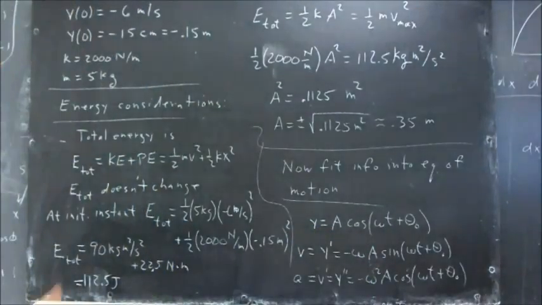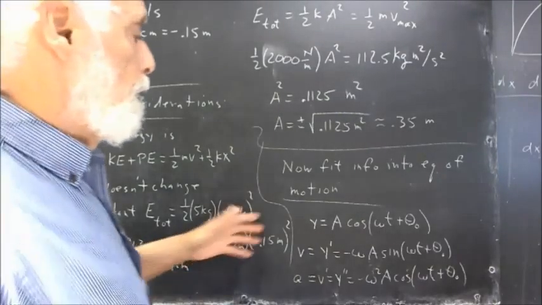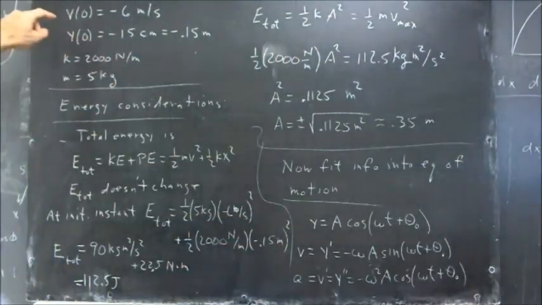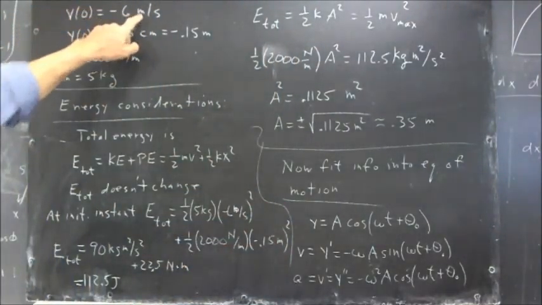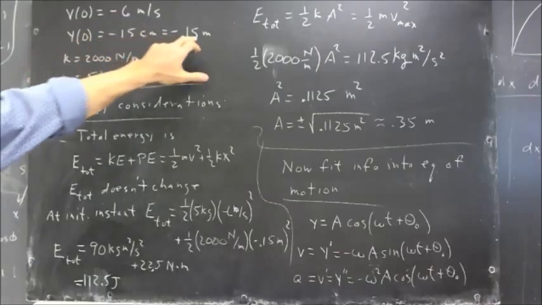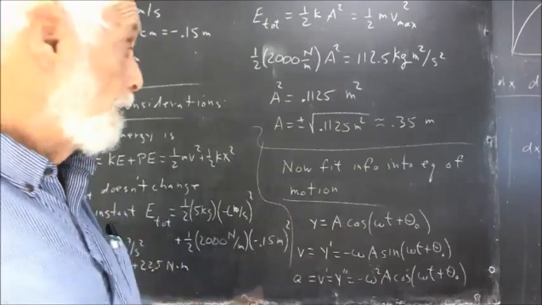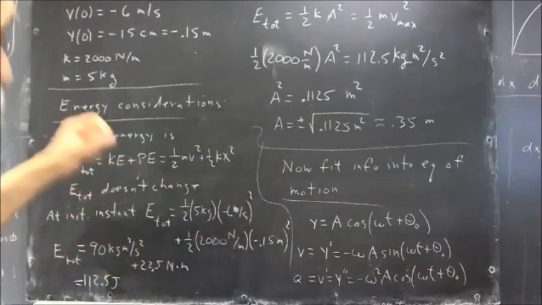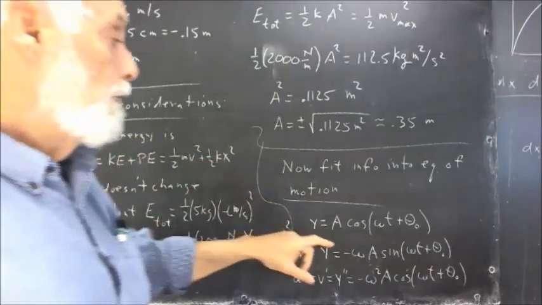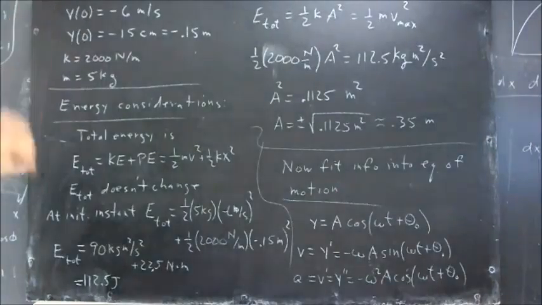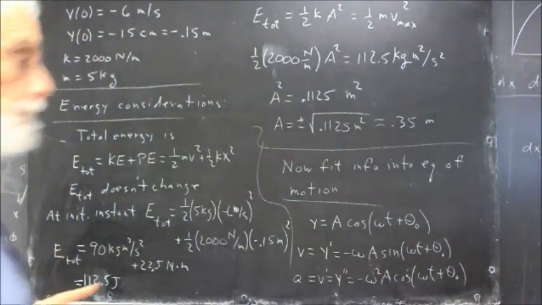Now, where are we with this solution? Well, first of all, see where we could have been. We could have used our initial conditions: v of 0 equals negative 6 meters per second, y of 0 equals negative 0.15 meters, with selected equations here. We'd have had two equations using which we could calculate the unknowns, which are A and theta naught. So that would have been a perfectly valid approach to the problem.